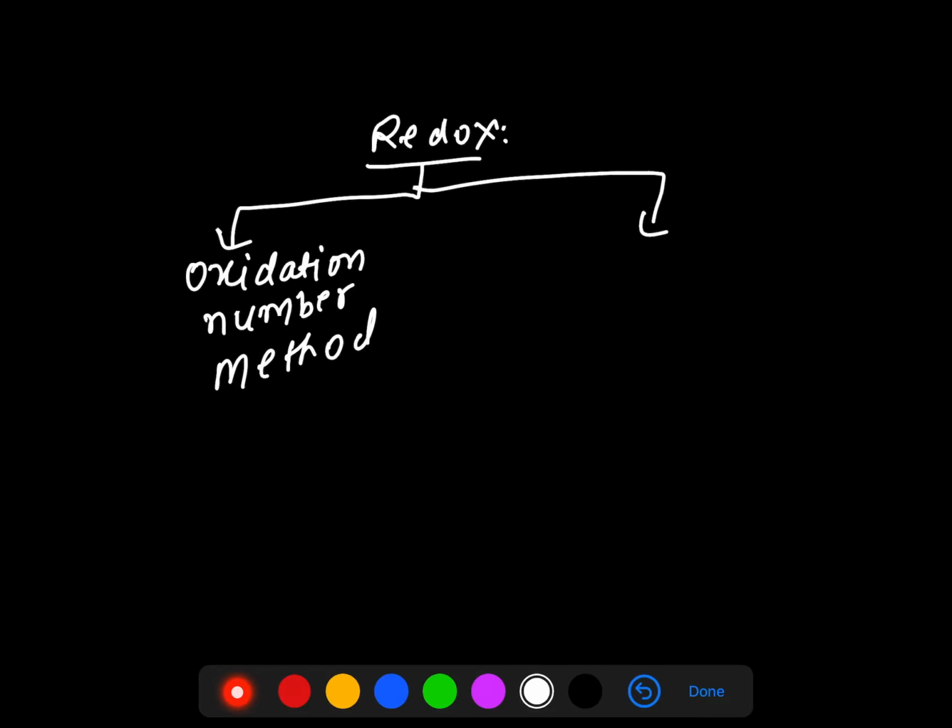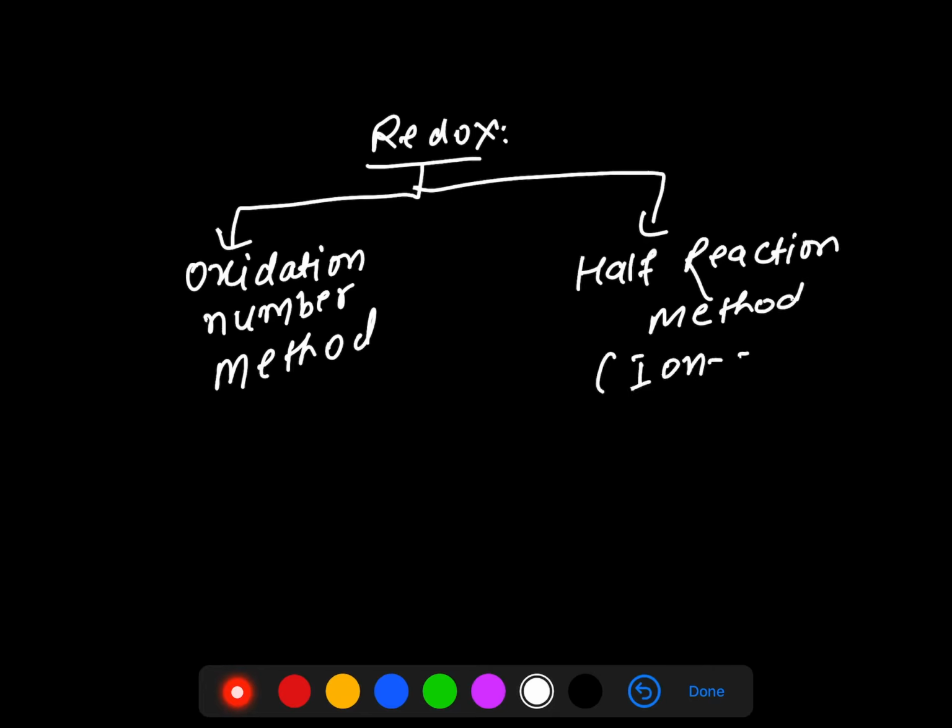and the other one is half reaction method. This is also known as the ion electron method. This we'll see in the next lecture. Currently, in this particular lecture, we are going to focus on the oxidation number method.